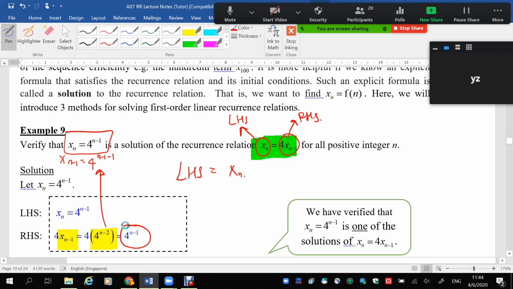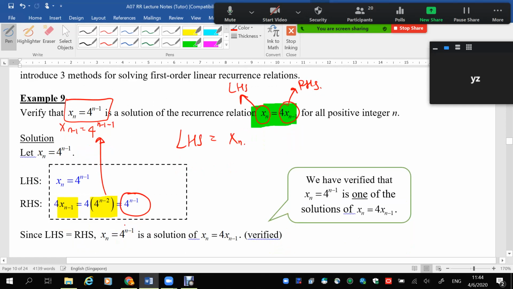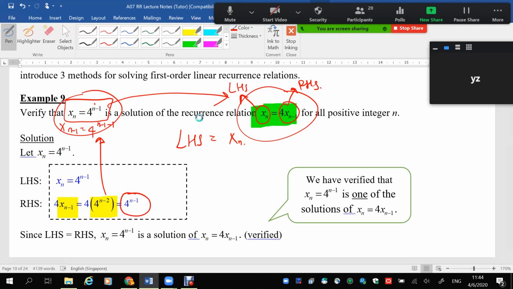Can you follow the flow? So what you have just done is left hand side is equal to right hand side. You have done this verification. So xn equals 4 power n minus 1 is a solution to your recurrence relation. Can you understand so far? Take note, there is a reason why we highlight this word 1. So far so good? Okay, let's move on to example 10.